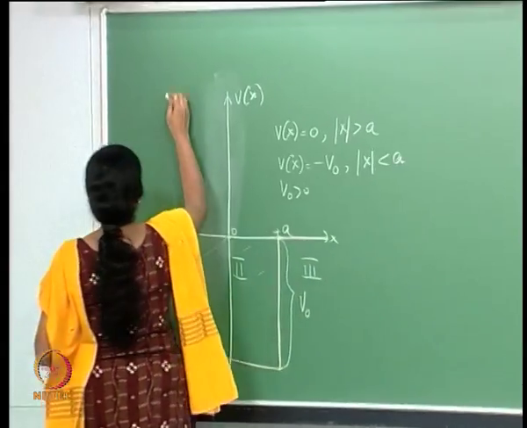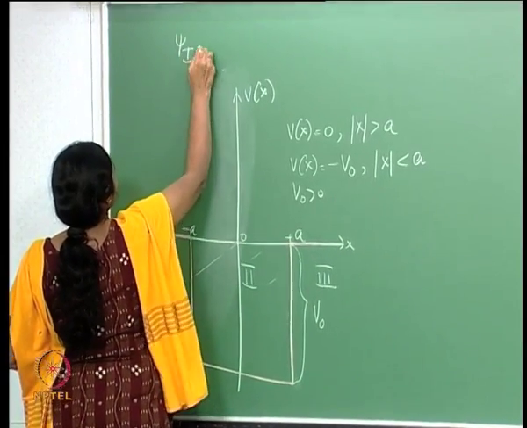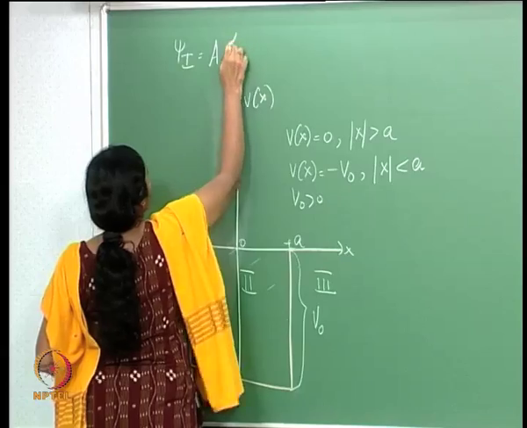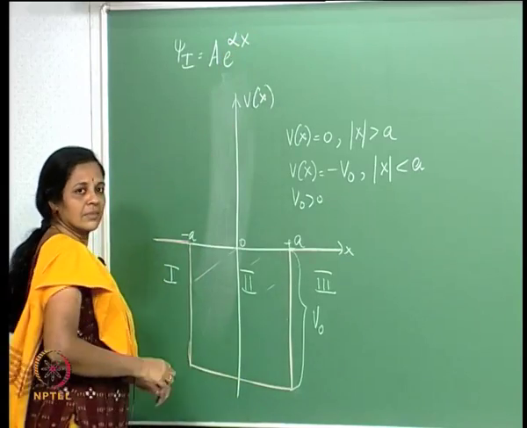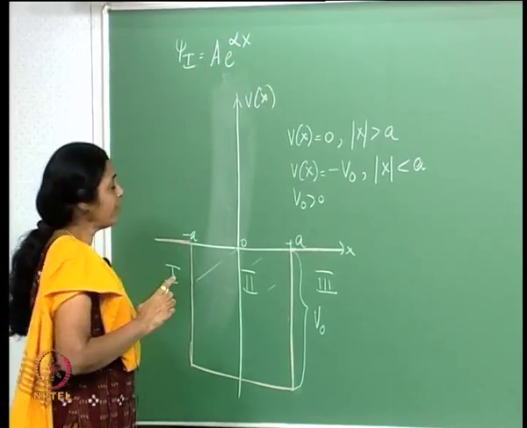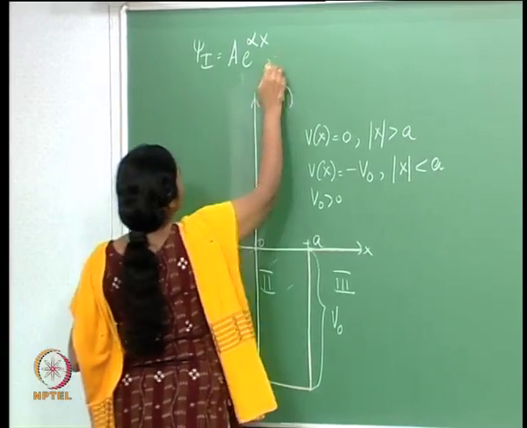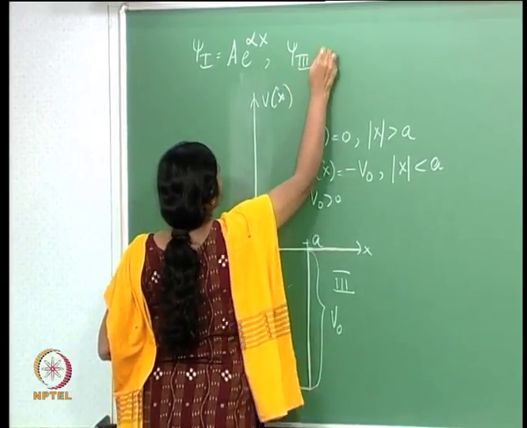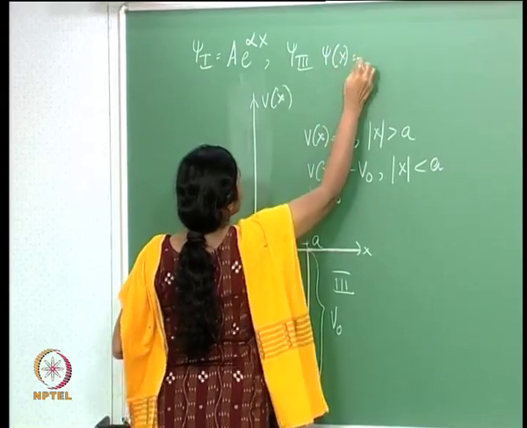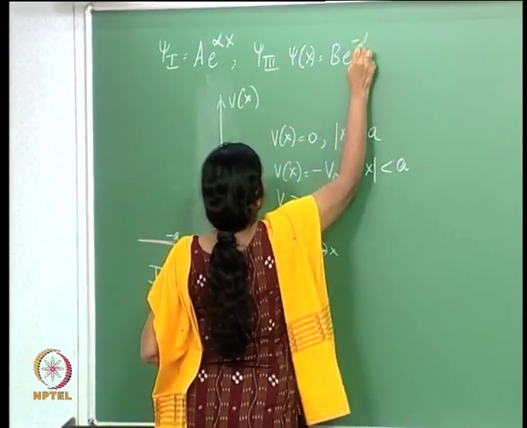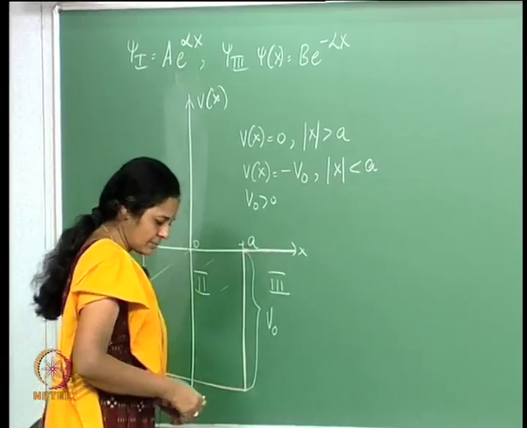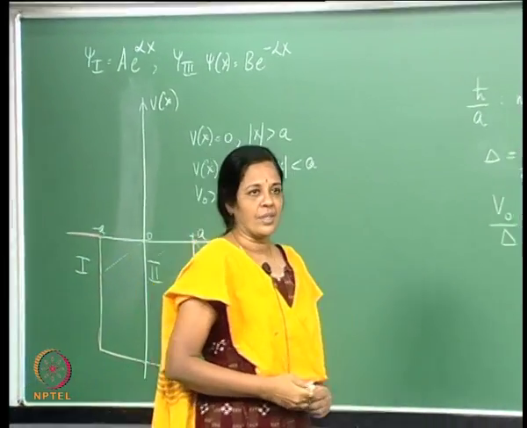So let me write that here. ψ in region 1 is a e to the alpha x. Remember that alpha is positive. And in region 3, ψ(x) is b e to the minus alpha x. Now this is rather interesting.